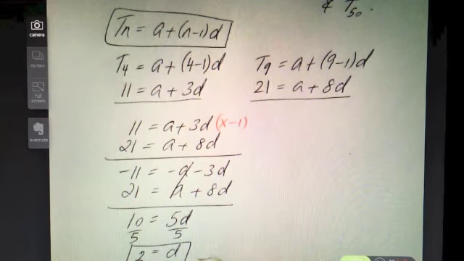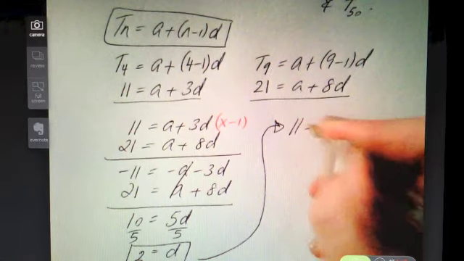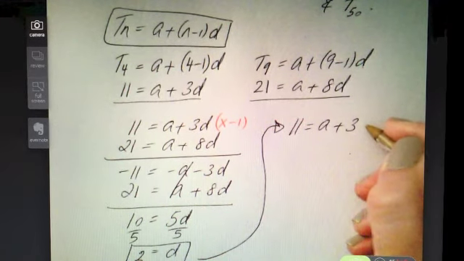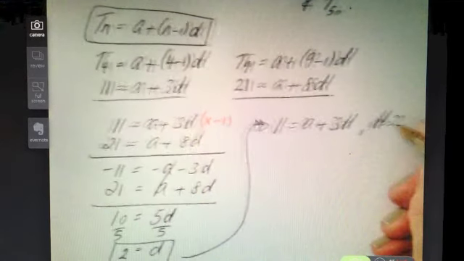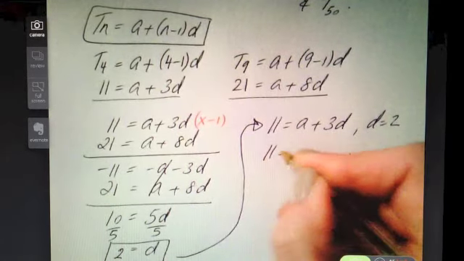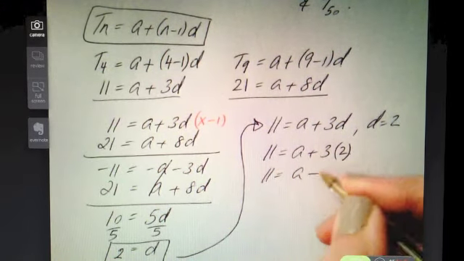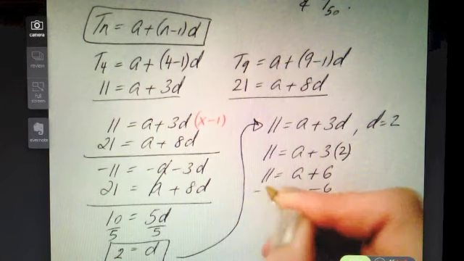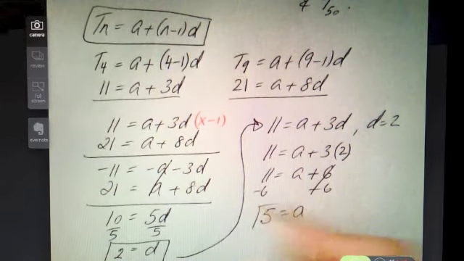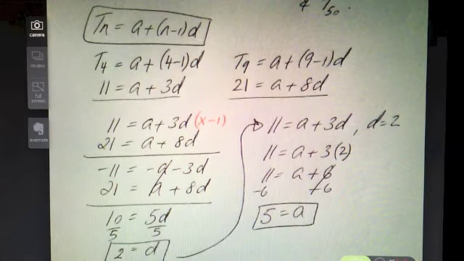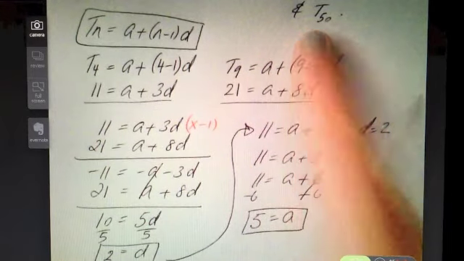Okay, let's take that answer and sub it back into one of my originals. I'm going to go with the easier one, 11 equals A plus 3d, and of course my d is equal to 2, so I'm going to sub that in. So 11 equals A plus 3 times 2, so that's 11 equals A plus 6. Take away 6 then to both sides to get A on its own, and I'm left with 5. So A is equal to 5. So now I want T50.